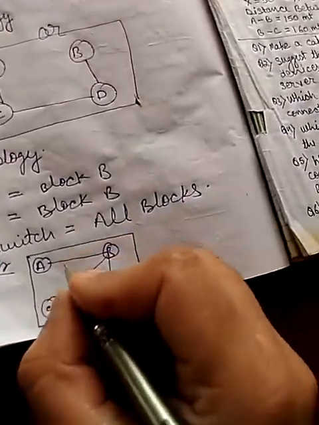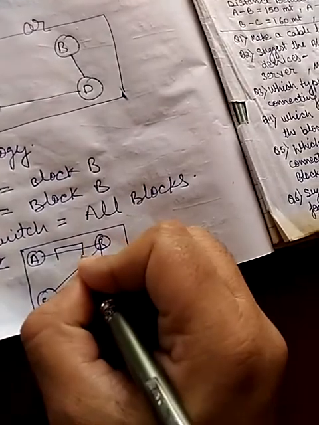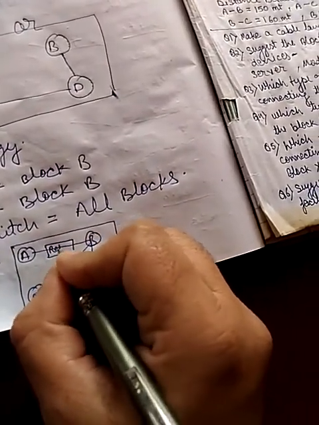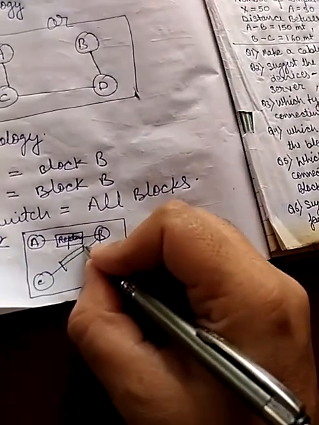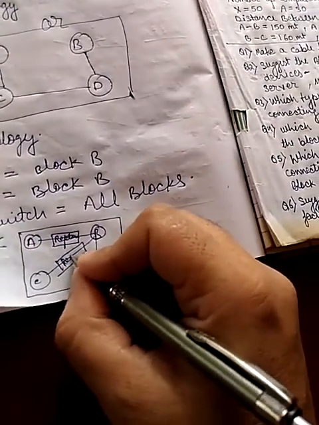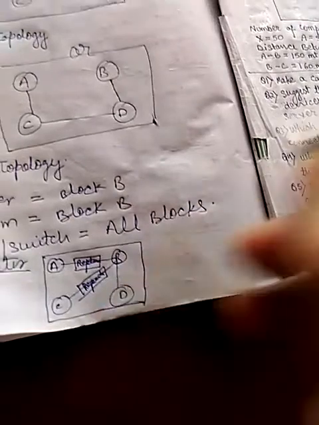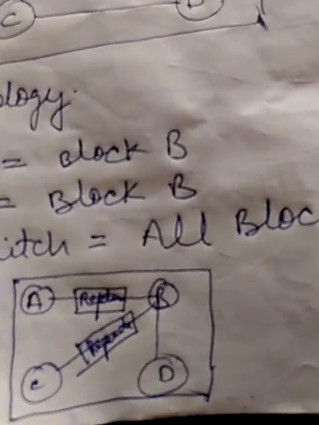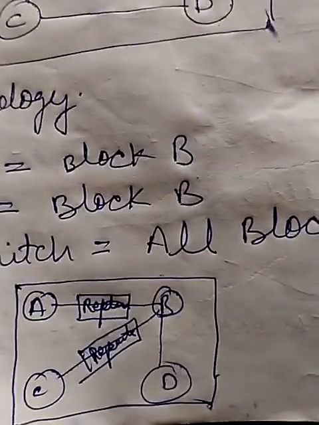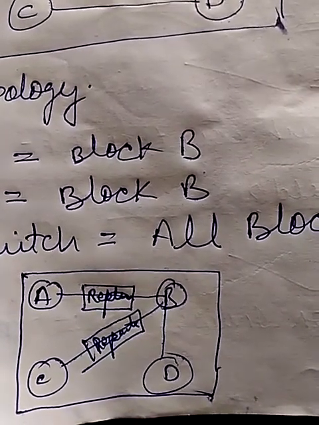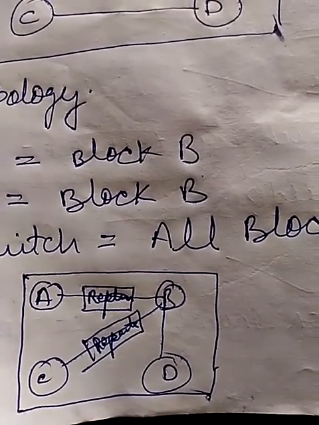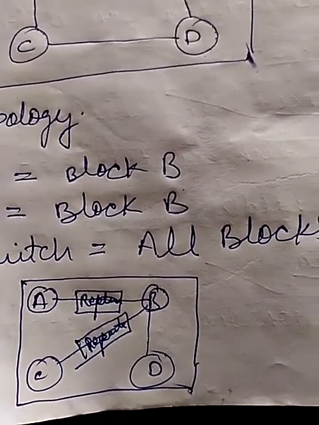So we will do it like this. Here we will mark a repeater, and here we will mark a repeater. So the repeater will be placed in between block A and B and in between block B and C, because here the distance is more, that is, more than 100 meter.